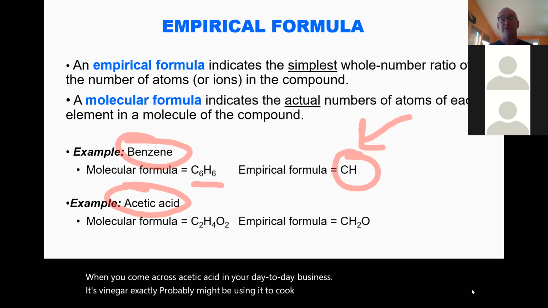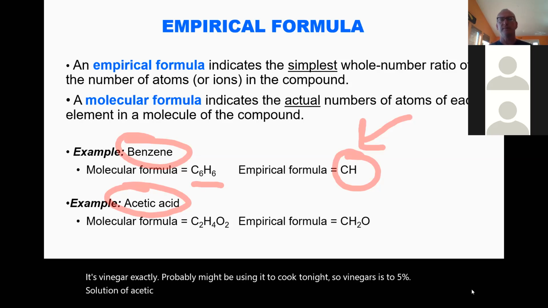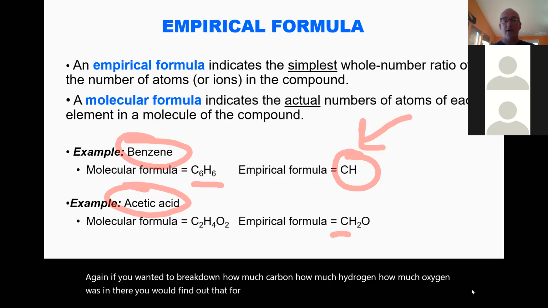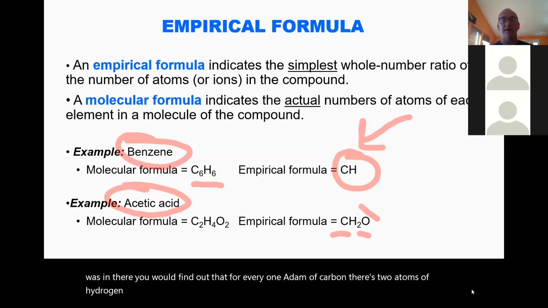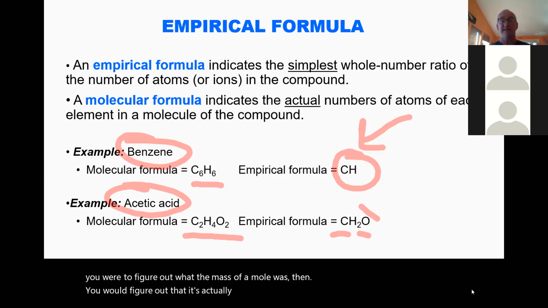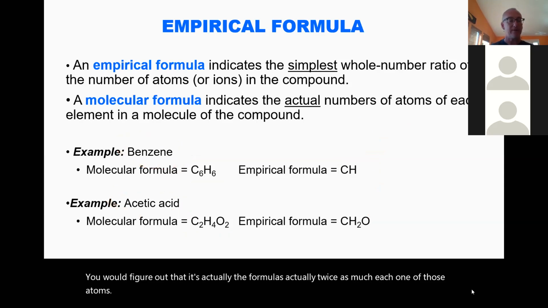So vinegar is just a 5% solution of acetic acid. Again, if you wanted to break down how much carbon, hydrogen, and oxygen was in there, you would find out that for every 1 atom of carbon, there's 2 atoms of hydrogen and 1 atom of oxygen. But that's not the actual formula. That's the simplest ratio. If you were to figure out the mass of a mole, then you would find out that the formula is actually twice as much of each of those atoms. So we're going to figure out how we do that.